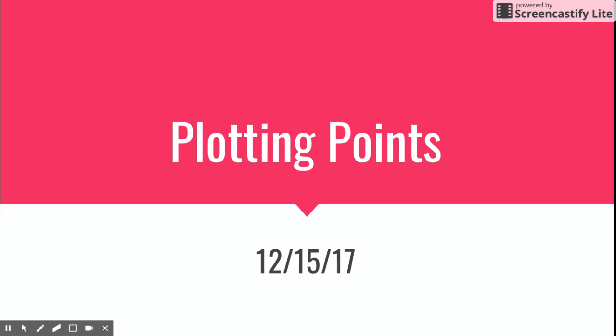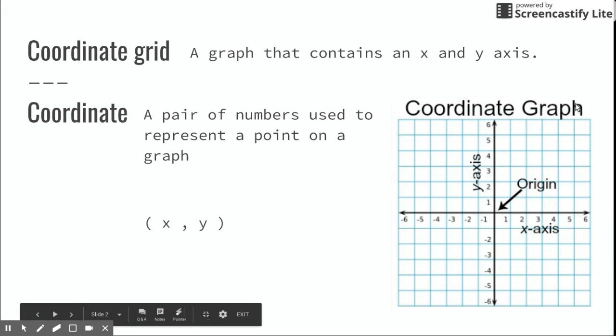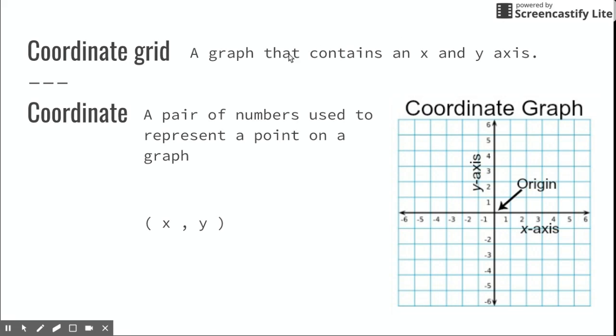All right, so we're going to talk about our new unit, which is linear equations. And in linear equations, we have to do a lot of plotting points. So our first thing that we have here is a coordinate grid. A coordinate grid is this important thing right here, which is our graph. Just a fancy word for it is a coordinate grid: a graph that contains an x and y axis.